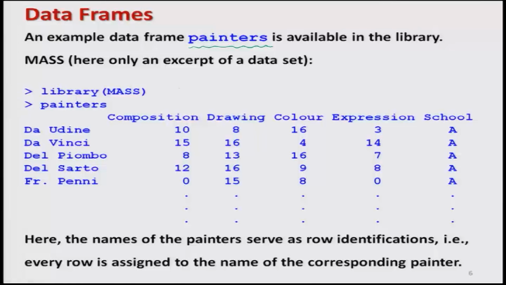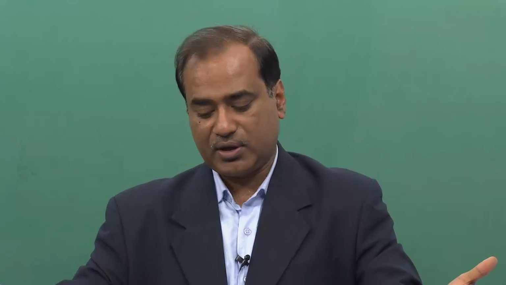So you can see here that the observations on different variables are collected, and these variables are composition, drawing, color, expression and school. So first we try to understand how this data set actually looks.